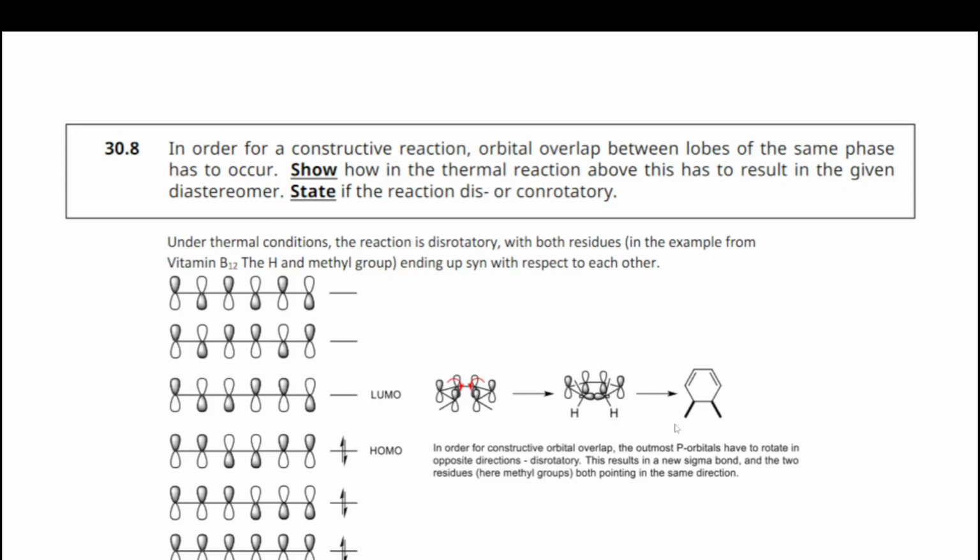We draw a spatial, three-dimensional figure of our orbitals here. We focus only on the HOMO, and what's most important, we only need the terminal orbitals here. And then we realize that in order to put them in phase to make a constructive overlap, we need to rotate them in different directions. So it is this rotation, this disrotatory motion. And that's how we create a sigma bond.